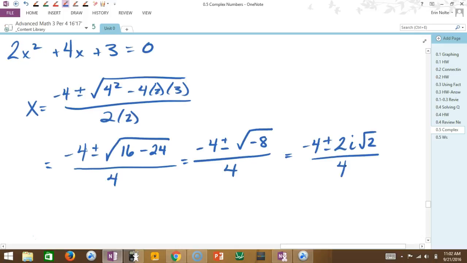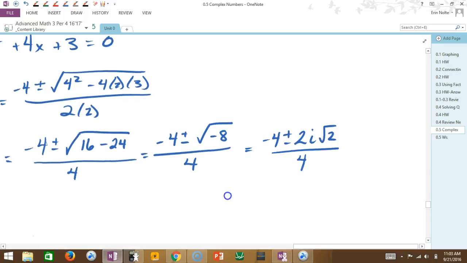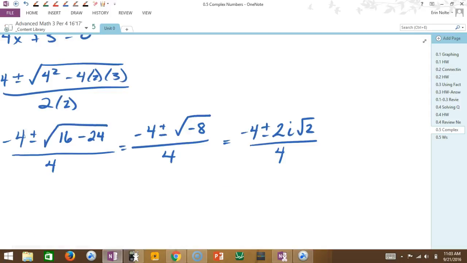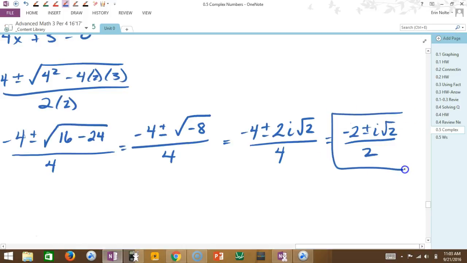Okay, and my last step here is, can I divide each of those numbers on the outside by something? By 2. Good, so this is going to become -2 plus or minus i square roots of 2 all over 2. And notice you can't touch the radical. Things on the inside can't play with things on the outside. Outsides can play together, insides can play together. Okay, so here is your imaginary solution, which is the answer to that quadratic equation.